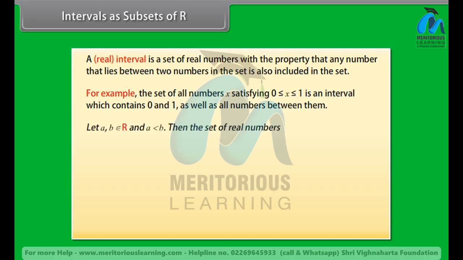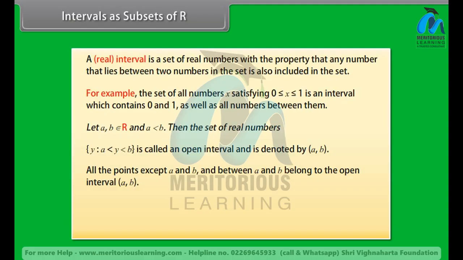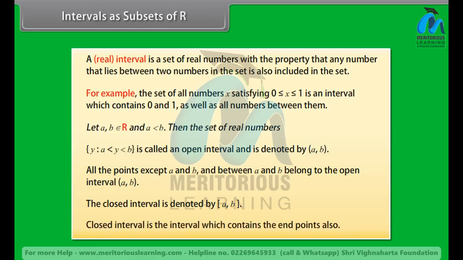Let A, B belong to R and A less than B. Then the set of real numbers y such that A is less than y is less than B, is called an open interval and is denoted by (A, B). All the points except A and B and between A and B belong to the open interval (A, B). The closed interval is denoted by this symbol. Closed interval is the interval which contains the endpoints also.